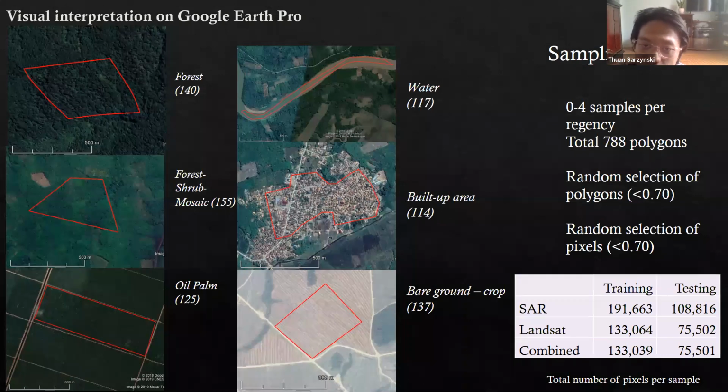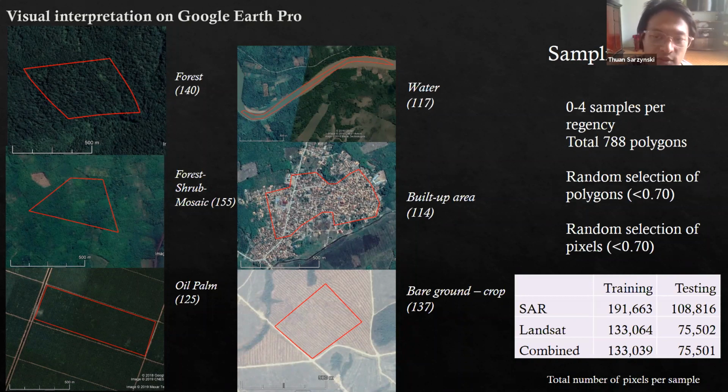And we sampled those, like you can see the red squares. So they are like samples of land cover classes. And we sampled about 0 to 4 samples per regency for all the provinces. So when there was a lot of water, for example, we could sample 4 samples of water. But in some regencies, there was maybe 1 lake, or there was no water, so we couldn't sample any water for this regency. So it gave a total of 788 polygons, like you see on the image.